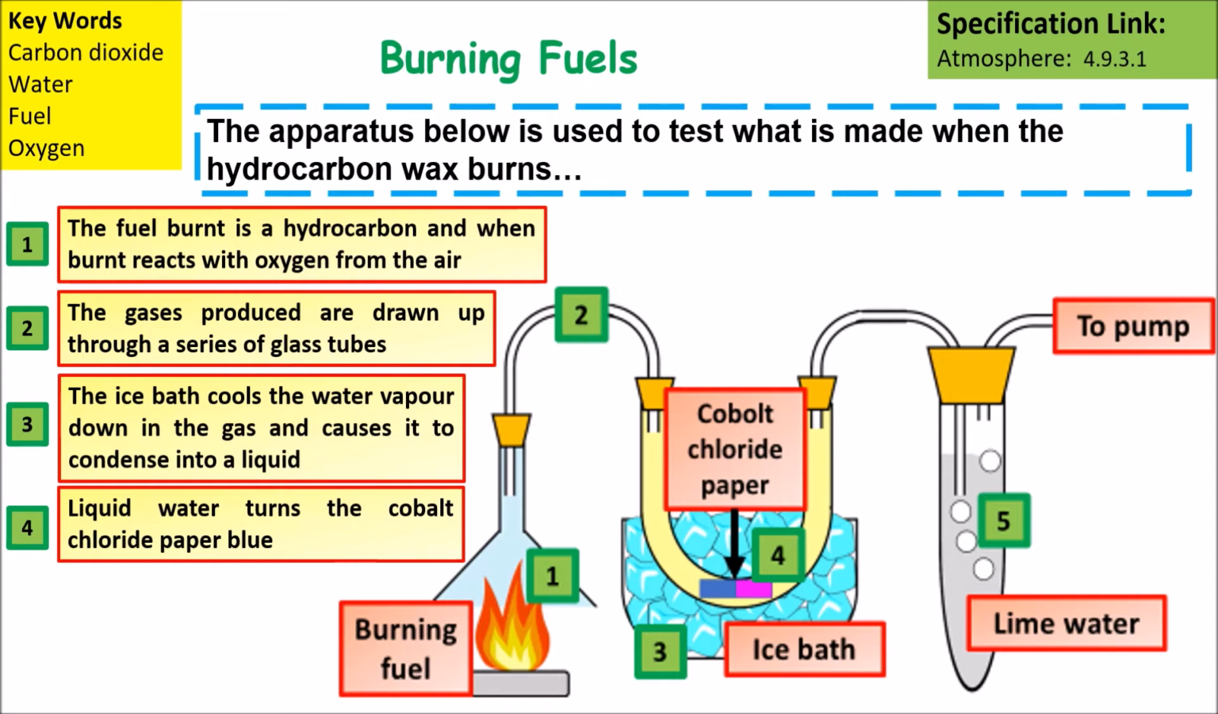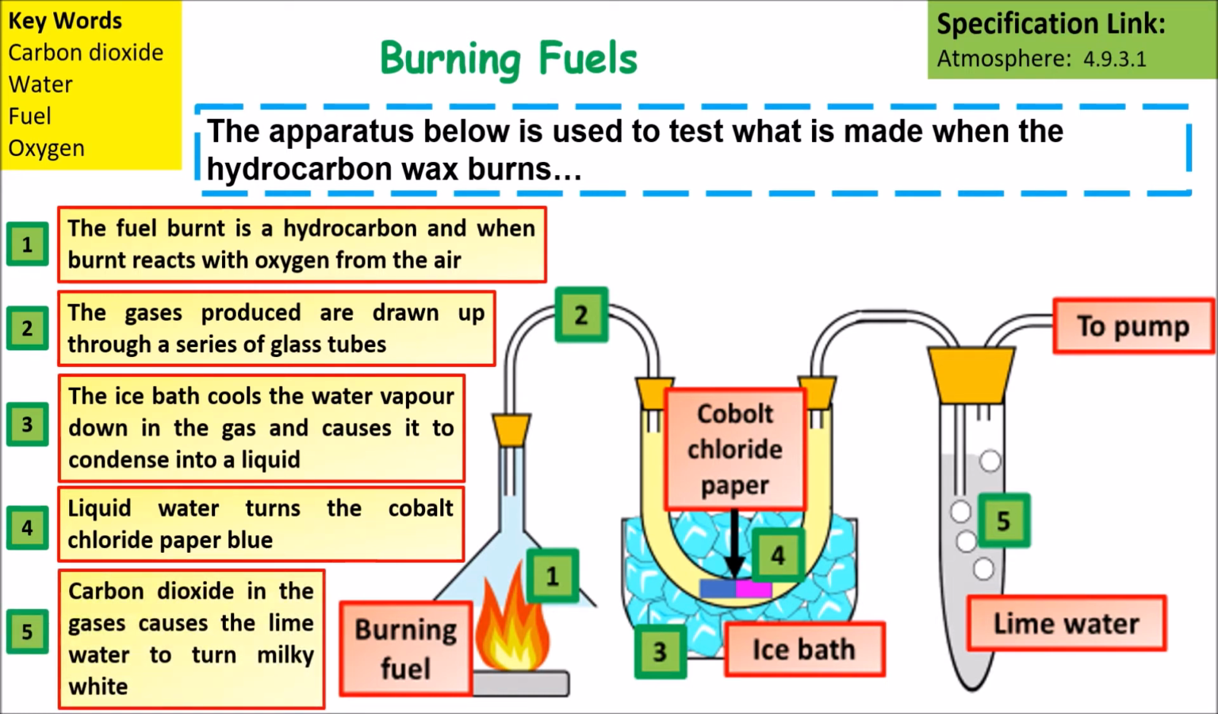So the cobalt chloride paper turns blue in the presence of water. And finally, carbon dioxide is drawn through lime water. So if carbon dioxide is present, that turns the lime water a milky white colour.